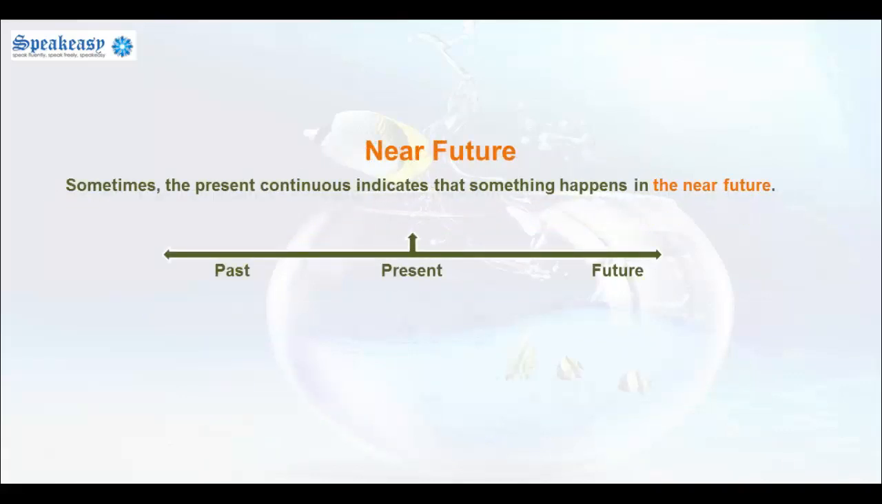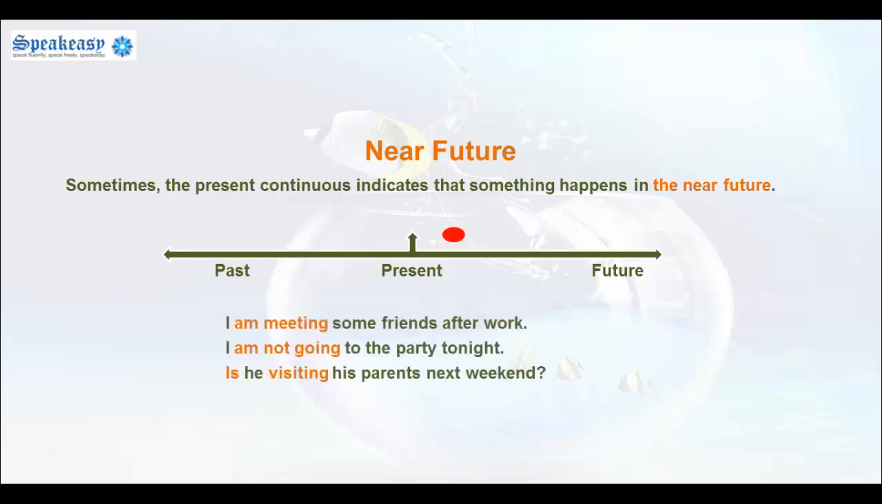Sometimes the present continuous indicates that something happens in the near future. I am meeting some friends after work. I am not going to the party tonight. Is he visiting his parents this weekend?